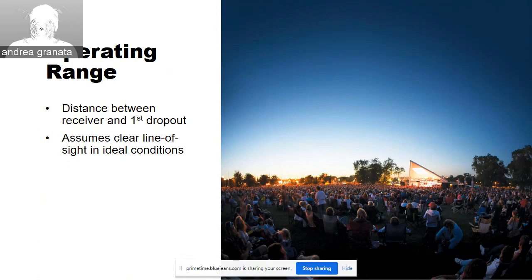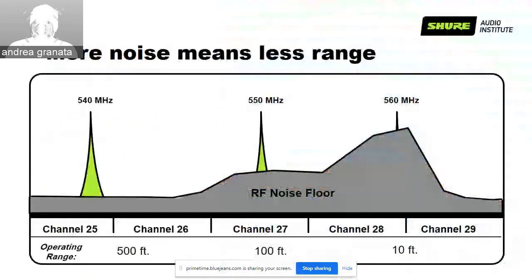But I do not have a clear answer. How big is the operating range of X in digital? The true answer is I don't know, because it depends on the noise floor. Here we can see 3 carriers on 3 different frequencies, 540, 550, and 560 megahertz, that have a different level of noise floor. Clearly, the lower the noise floor, the bigger the operating range.